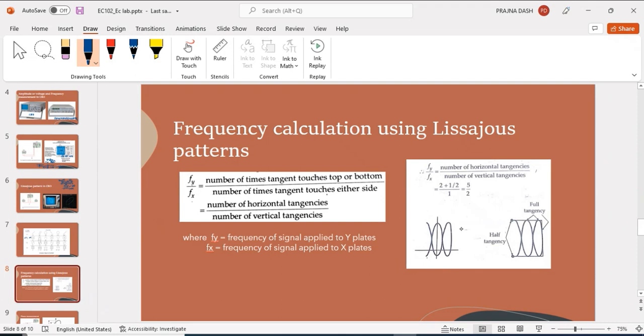Okay, so for example, let's verify the formula. Suppose we are getting a Lissajous pattern like a circle. So what will be the number of tangency? Vertically, you just draw one line.